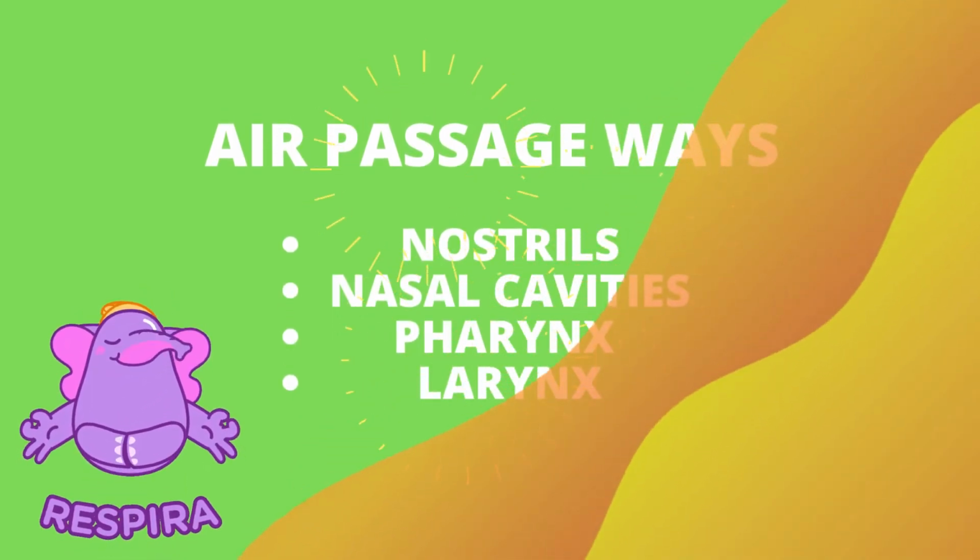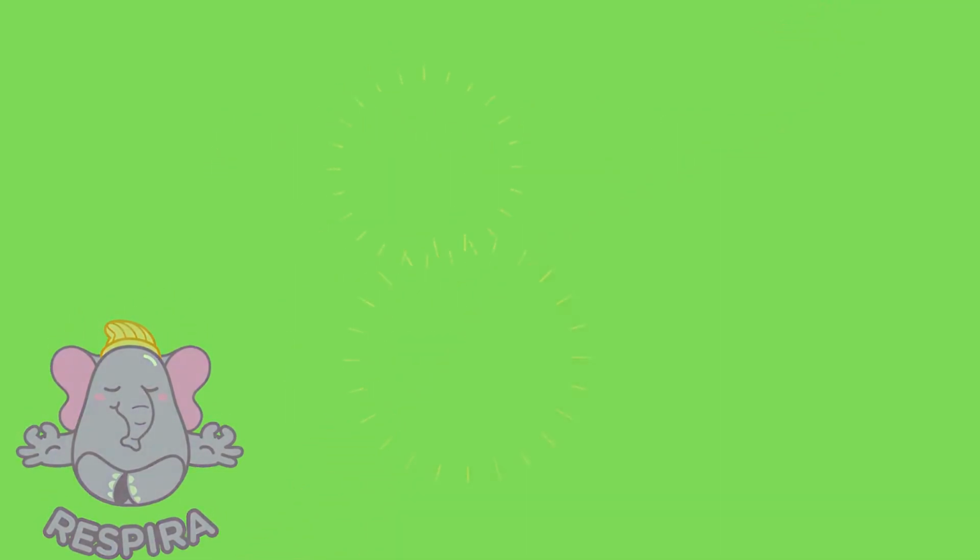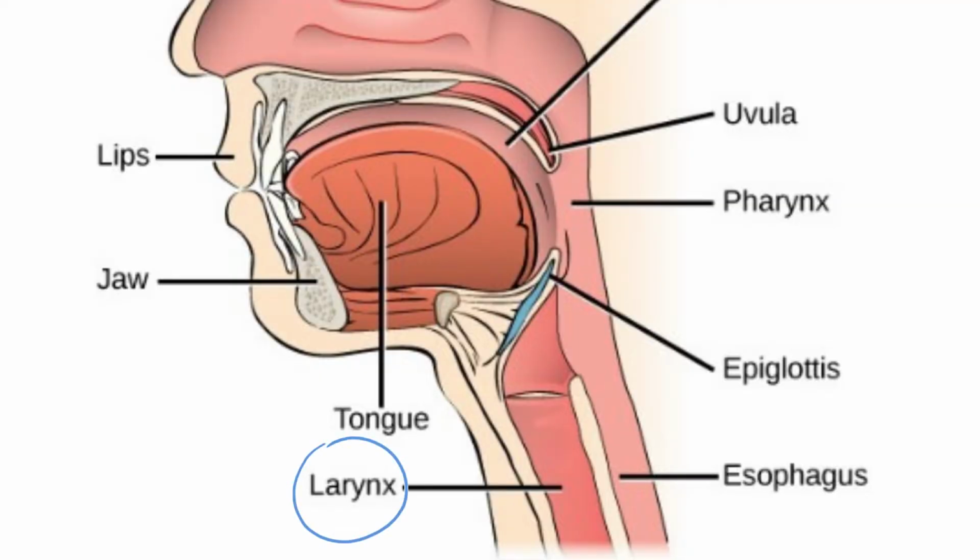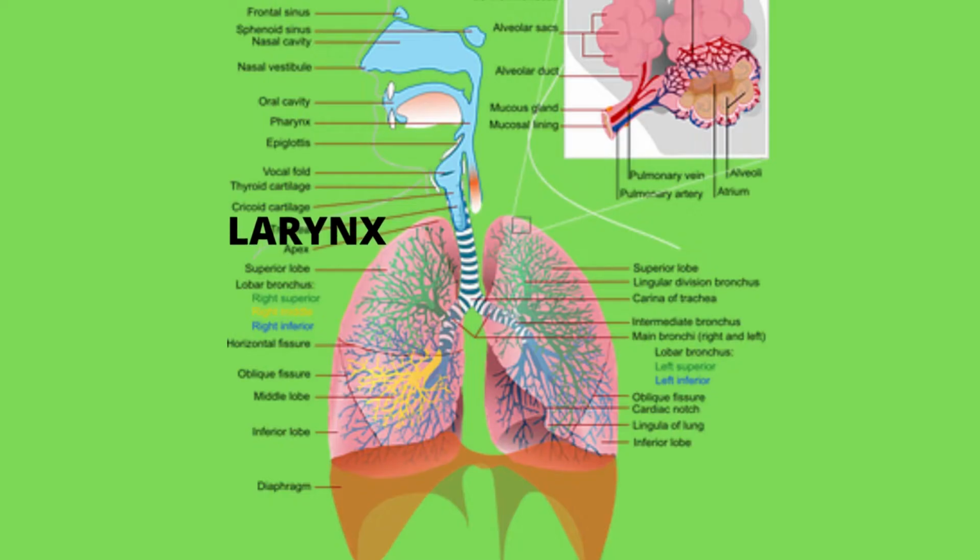The next portion is the larynx. Here you can see the larynx. The air is channelized from the pharynx into the larynx. The larynx, whose other name is voice box, is a complex cartilaginous structure surrounding the upper end of the trachea.